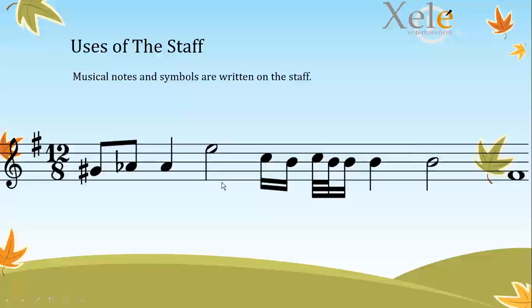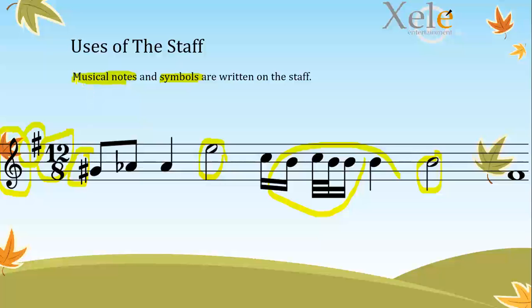So what do we use a staff for? Basically, a staff serves as the house for musical notes and symbols. In other words, we can write musical notes on the staff. We can also write musical symbols on the staff. Here you see examples of musical notes. Here you have an example of a symbol that can be written on the staff. Here's another symbol. Here's another one, and so on and so forth.